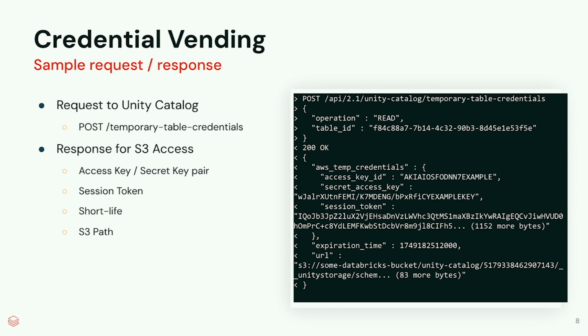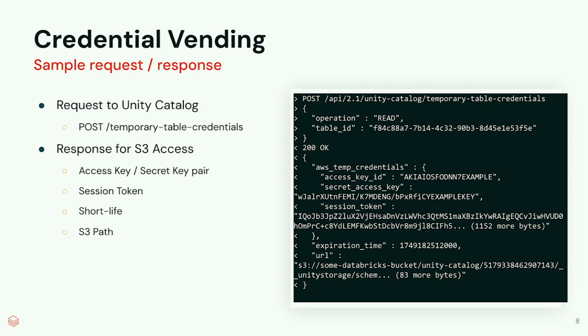It's not going to stay there forever. PuppyGraph manages the expiration, and when it needs another session token, it talks to Unity Catalog again for the subsequent queries. So this is the credential vending part. With this, PuppyGraph can securely access the data stored in Databricks.